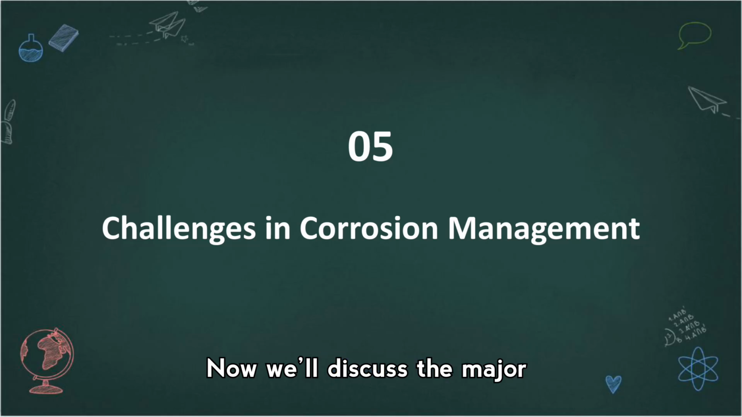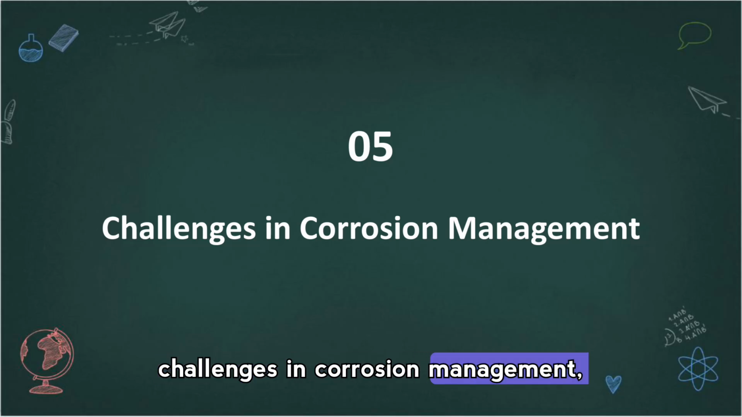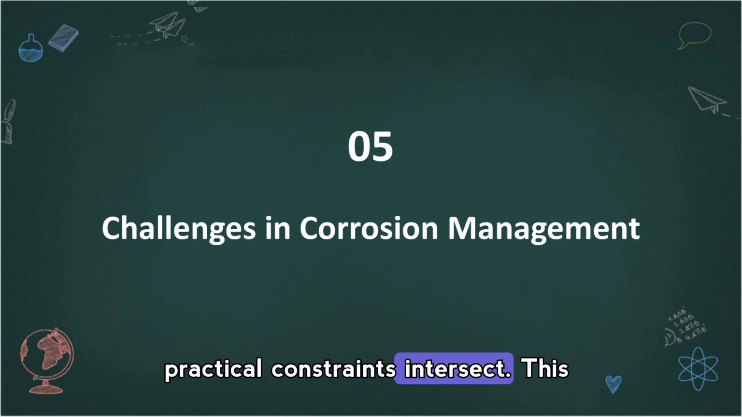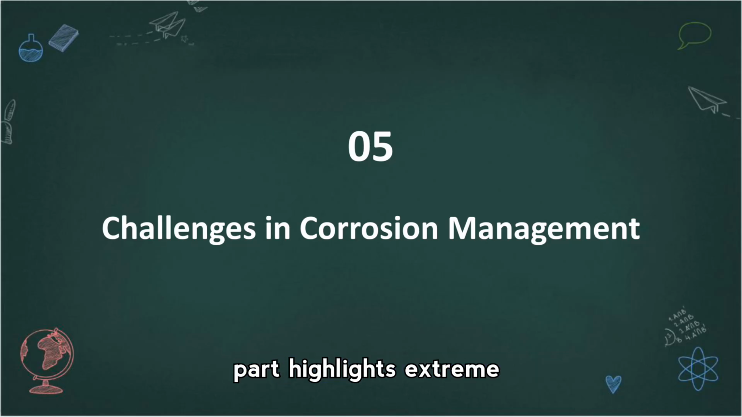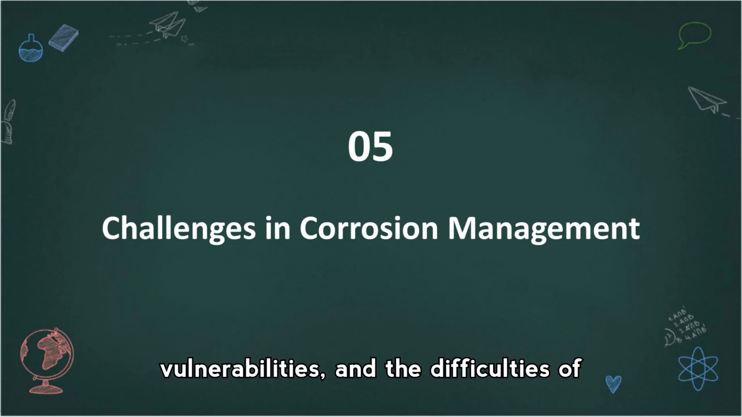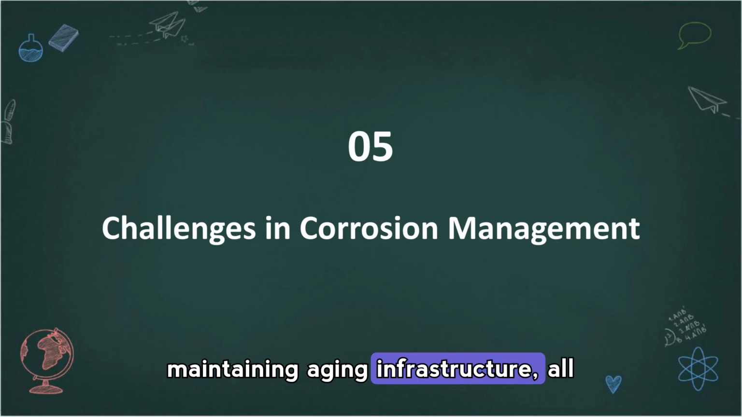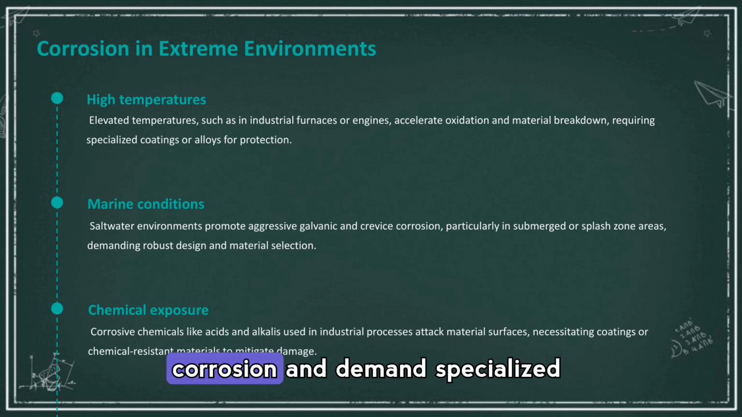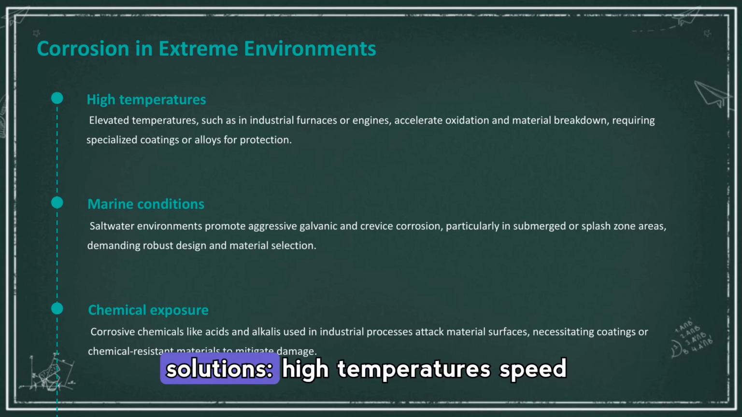Now we'll discuss the major challenges in corrosion management, where science, materials, and practical constraints intersect. This part highlights extreme environments, new material vulnerabilities, and the difficulties of maintaining aging infrastructure, all of which complicate prevention and monitoring efforts. Extreme conditions accelerate corrosion and demand specialized solutions.